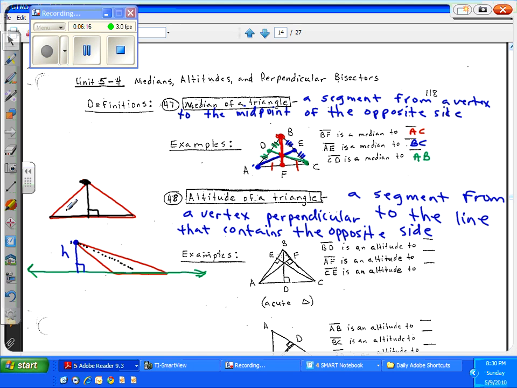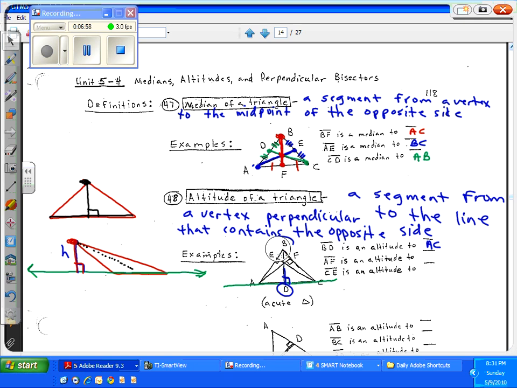Now, what you're mentally thinking, remember, is from the vertex straight down, okay? Perpendicular, 90 degrees. A segment from a vertex perpendicular to the line that contains the opposite side. So let's look at BD. From point B, the line that contains the opposite side is there. The segment from that vertex perpendicular to that line containing the opposite side is BD. So segment BD is an altitude to side AC.